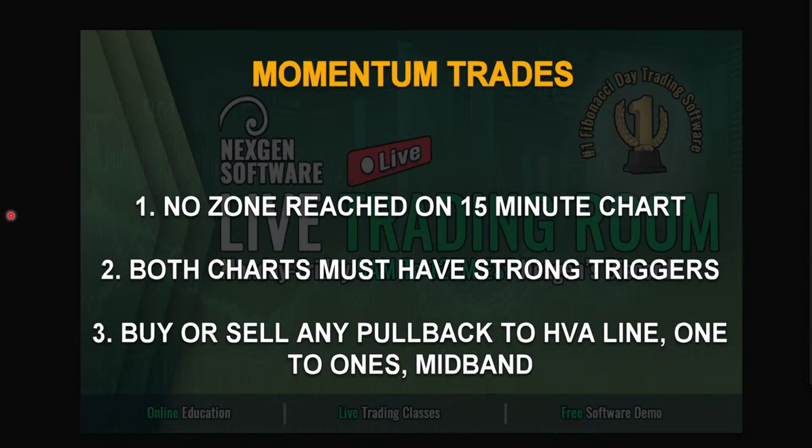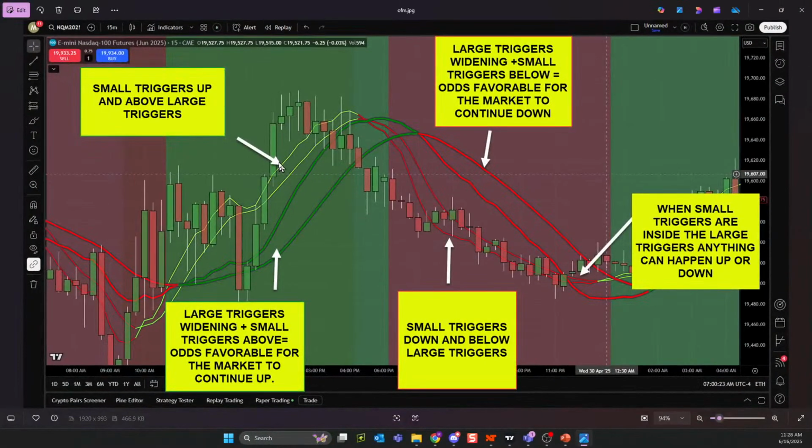Very often, the market will be moving with ferocity. There will be momentum on both charts. And if there's nothing in the way, it creates an opportunity on that 1 minute chart to just capitalize on momentum. So if the 15-minute chart doesn't have anything in the way, and both charts have strong triggers, and strong triggers is defined as just a separation between the small and the large. So in an uptrend, when the smalls are up and above the large triggers, when there's space between, that's your strong triggers. That's your momentum look.